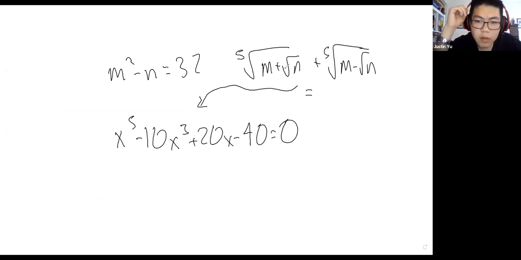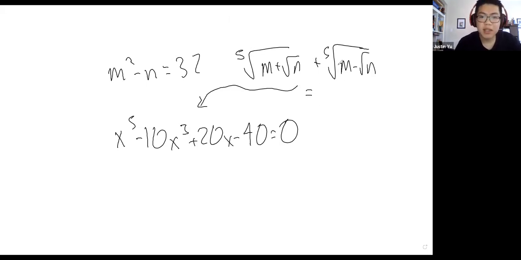All right, so one trick that we can do, we have this m squared minus n condition. Can anybody see how it might relate to what we have here? Okay, so let's just go on with it.